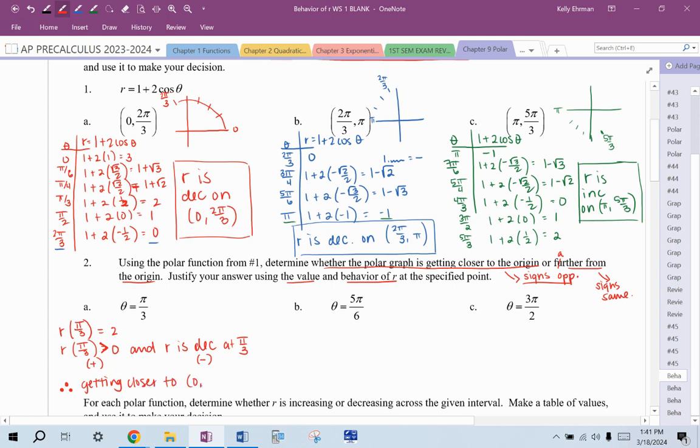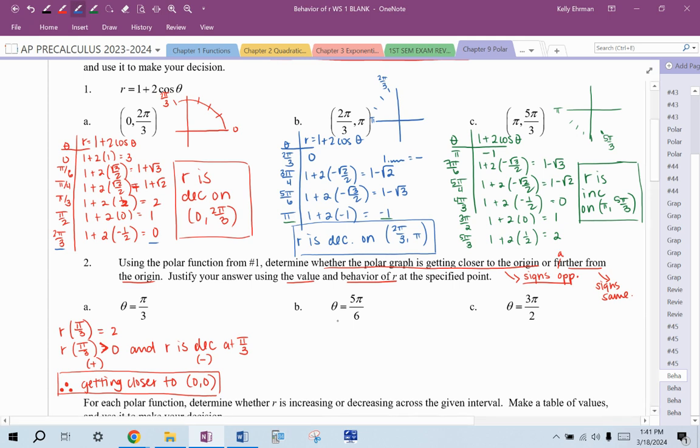to 0, 0. If we were to graph 1 plus 2 cosine x, whatever kind of curve that is, whether it's a cardioid or I forget the rules, whether it's a cardioid or a loop or whatever, at pi over 3, we should find that our radius is getting closer to the origin.